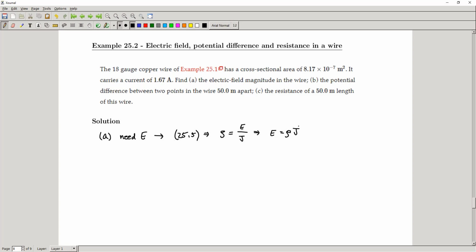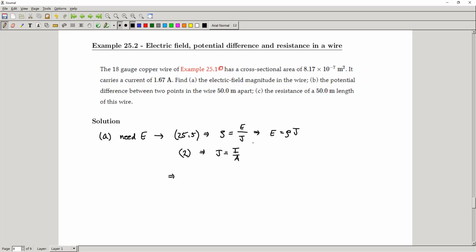We want E, and we have this expression here. We know what I is, but we don't know what J is. So it would be nice if we could write J in terms of I and A, our current density in terms of our current and our cross-sectional area. We can do that if we look at equation 2 from above, which gives us J equals I over A. It was a discussion of how this almost had to be by definition.